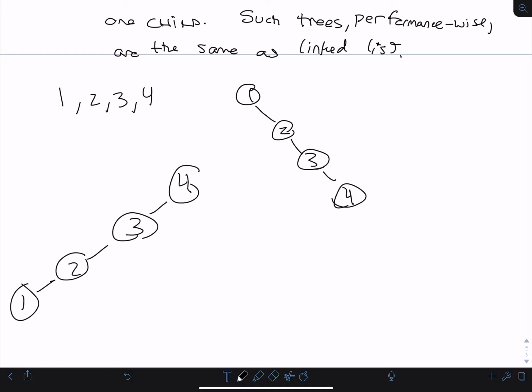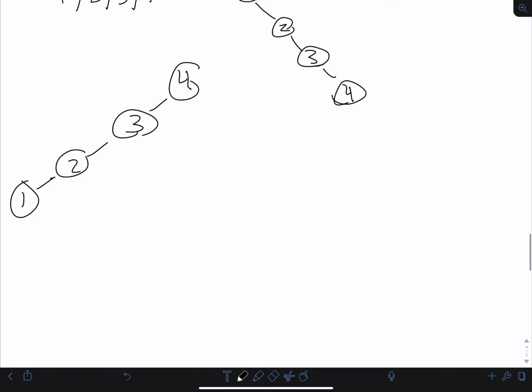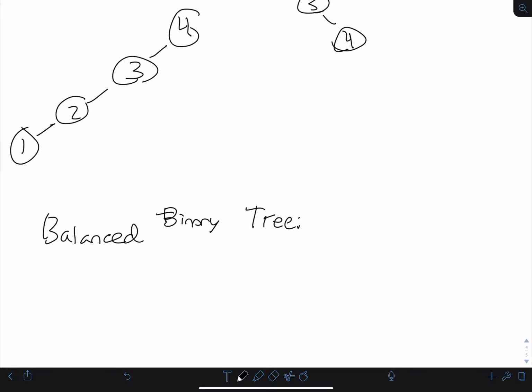Both trees are correct. Both trees are really bad because, as you can see, they're basically a linked list. And the height of the tree is the size of the tree as well. So n size is your height. So, not good. Why is it not good? Well, because they're not balanced. So let's talk about what balanced trees are. So what is a balanced binary tree? Well, it turns out that a balanced binary tree is a binary tree where the height of the tree is log n.